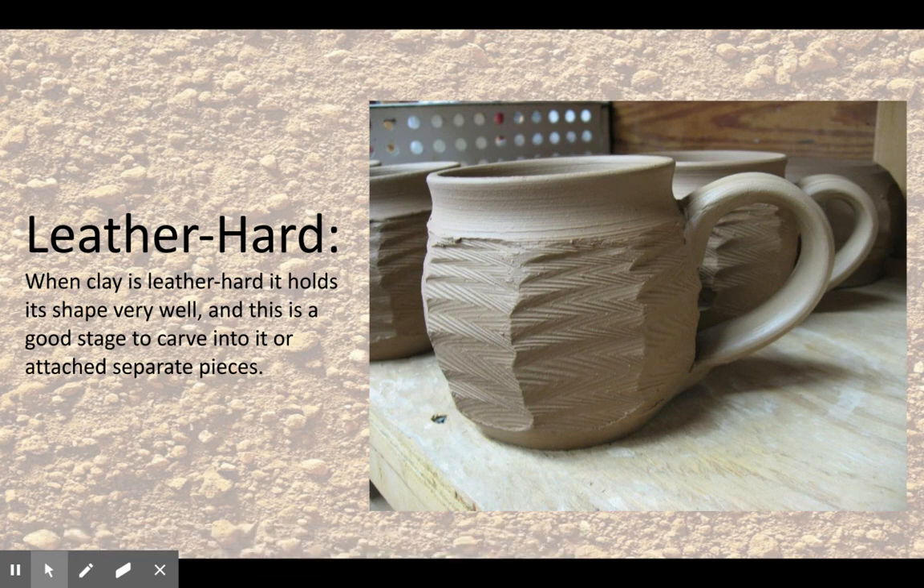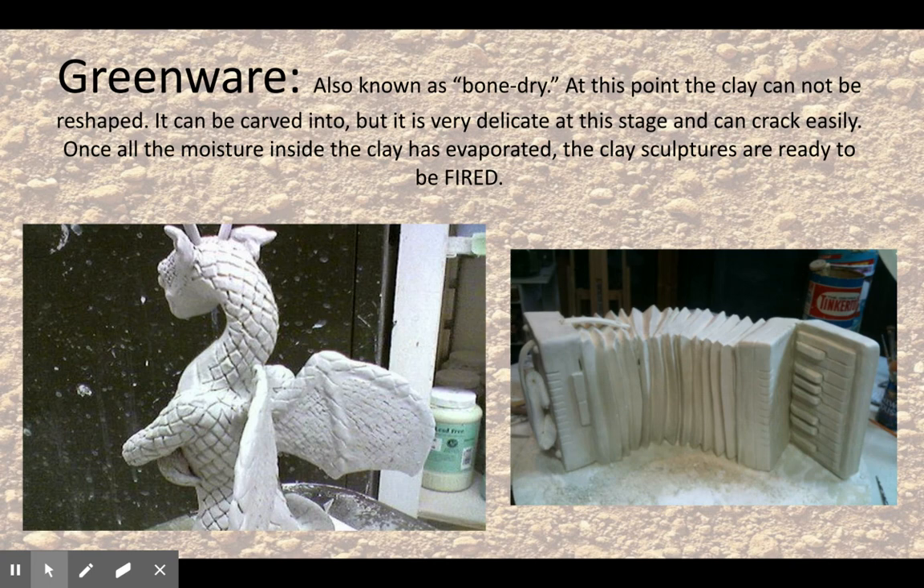So this mug is an example. The mug was made and then the handle was made separately, and both got leather hard, which meant they were a little bit stiff and held their shape, and then they were attached. So plastic and leather hard are the 2 stages that you're going to be using most of the time to make your projects. Once you're done with your projects, you're going to let them completely dry out, and they will then be called greenware, or also known as bone dry.